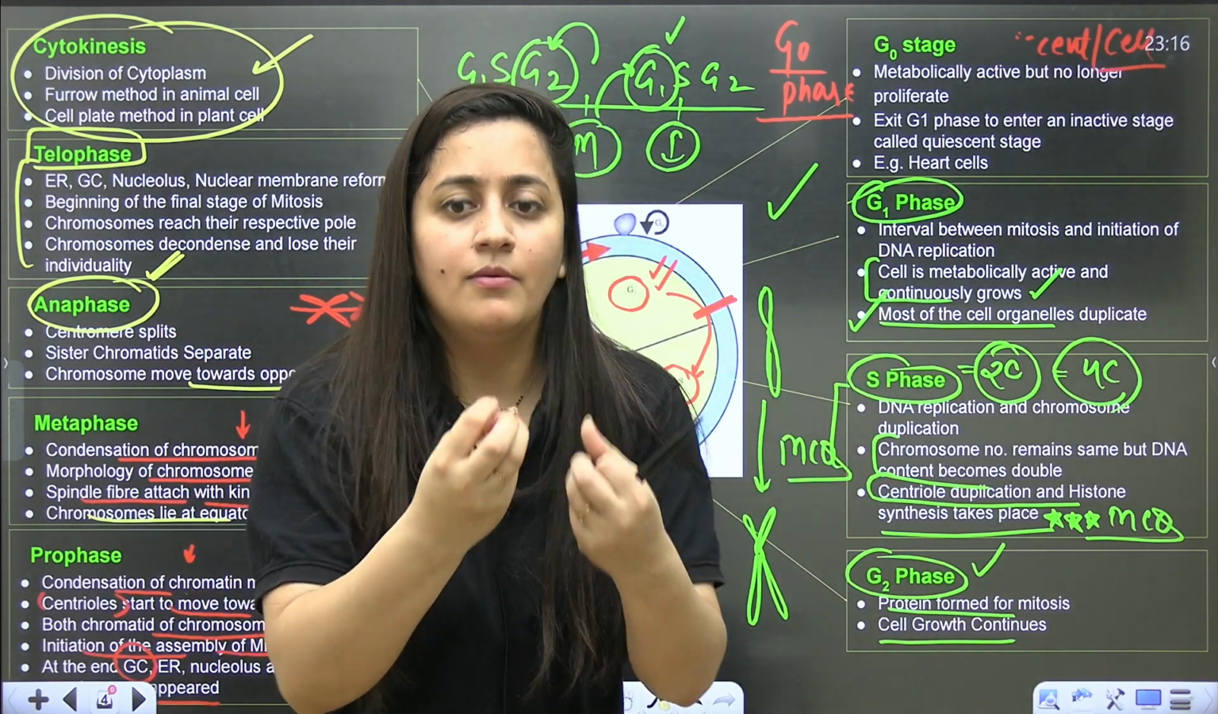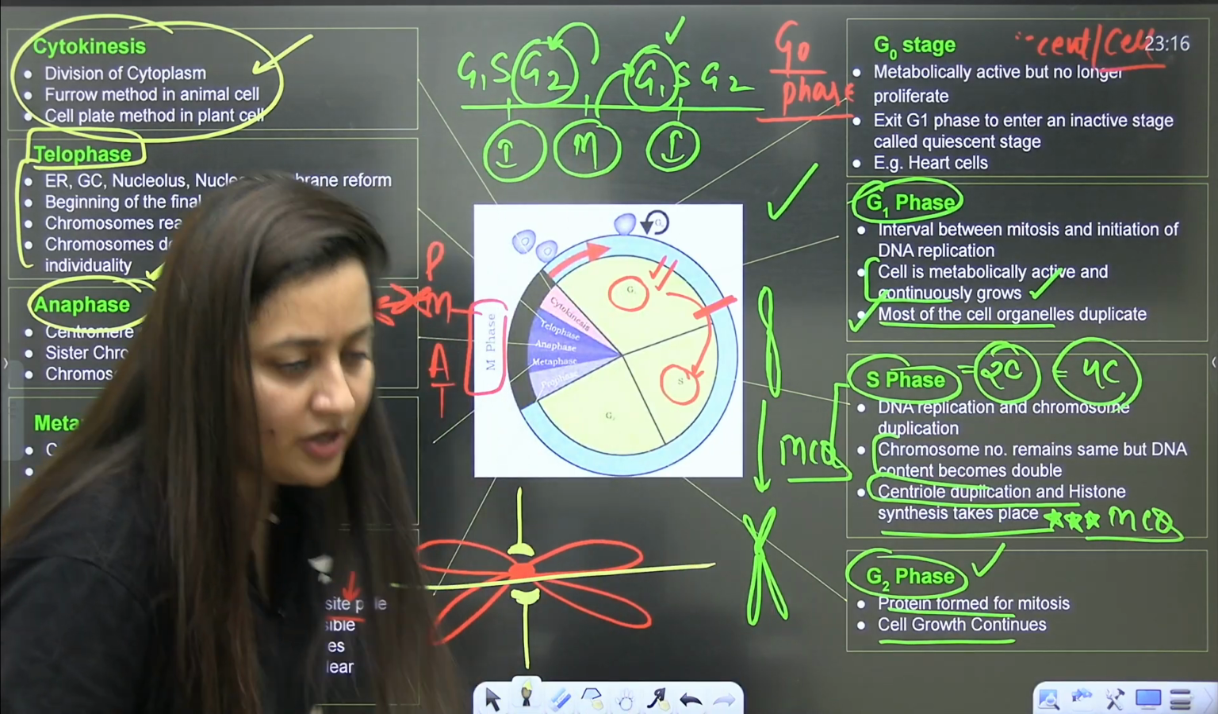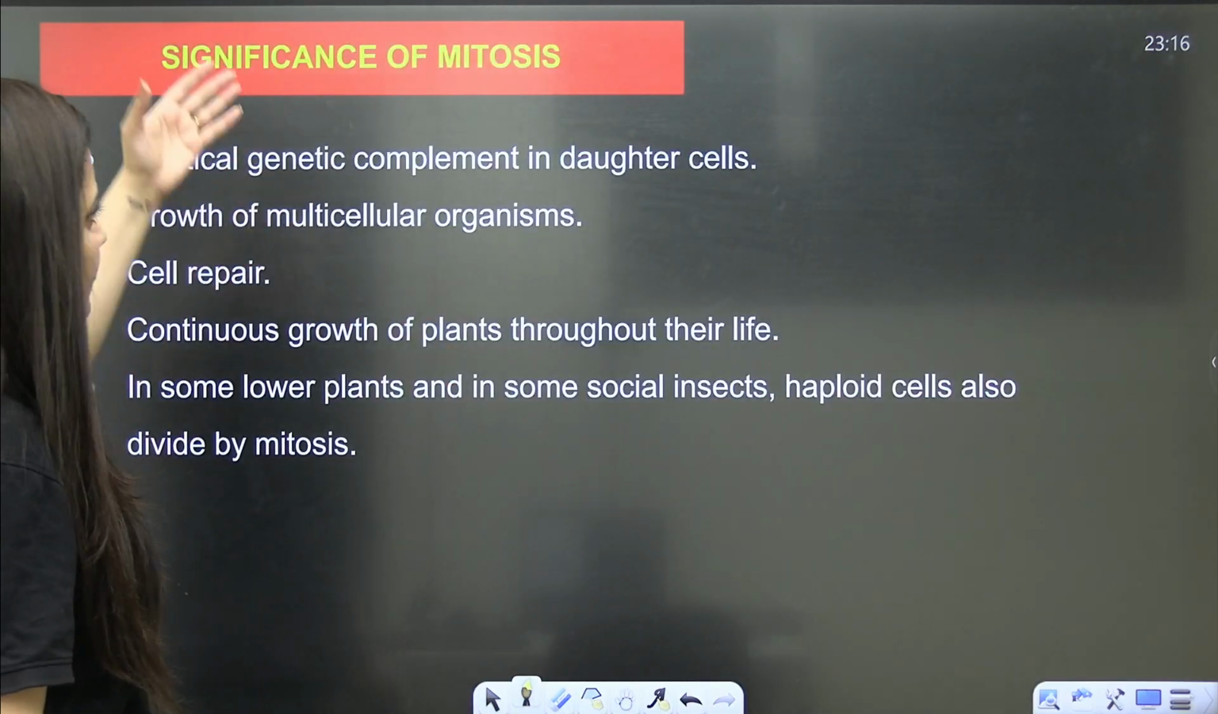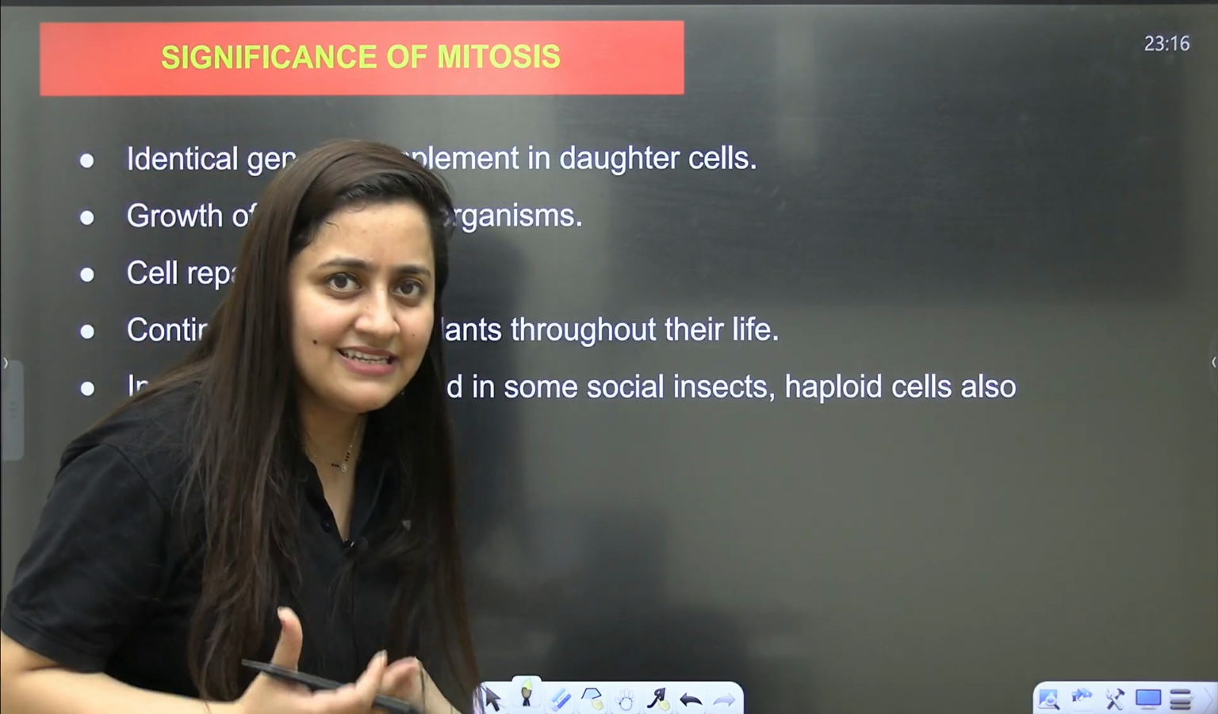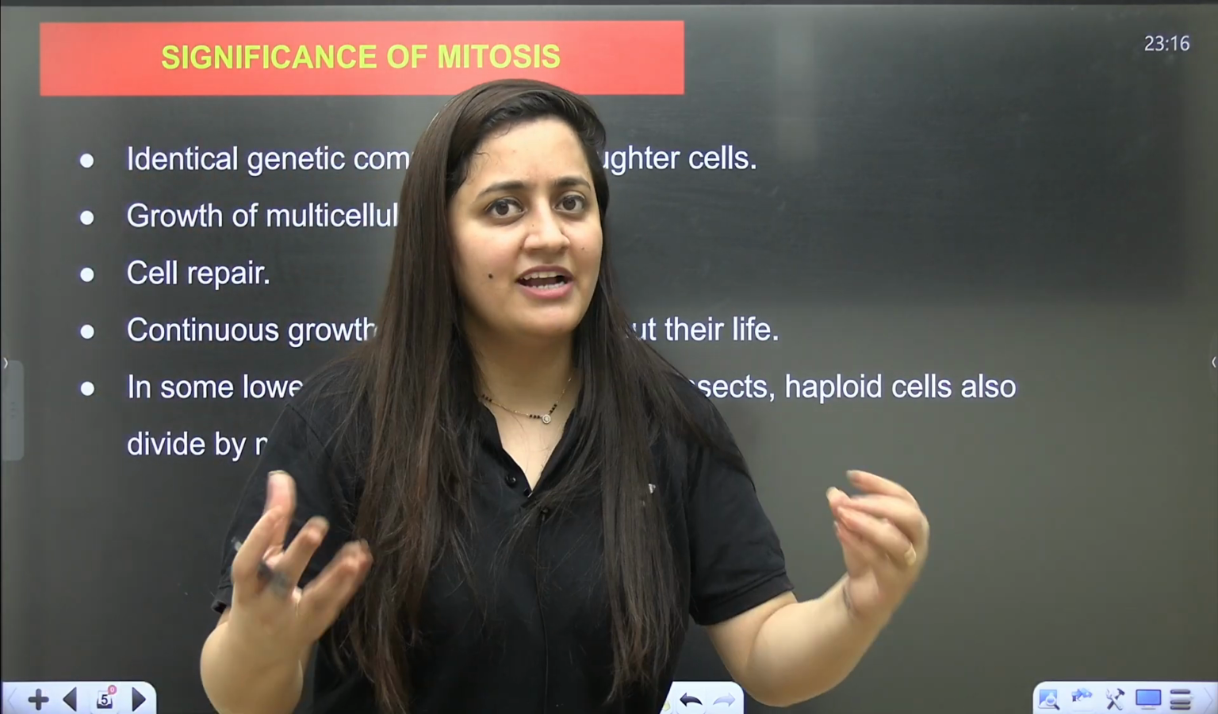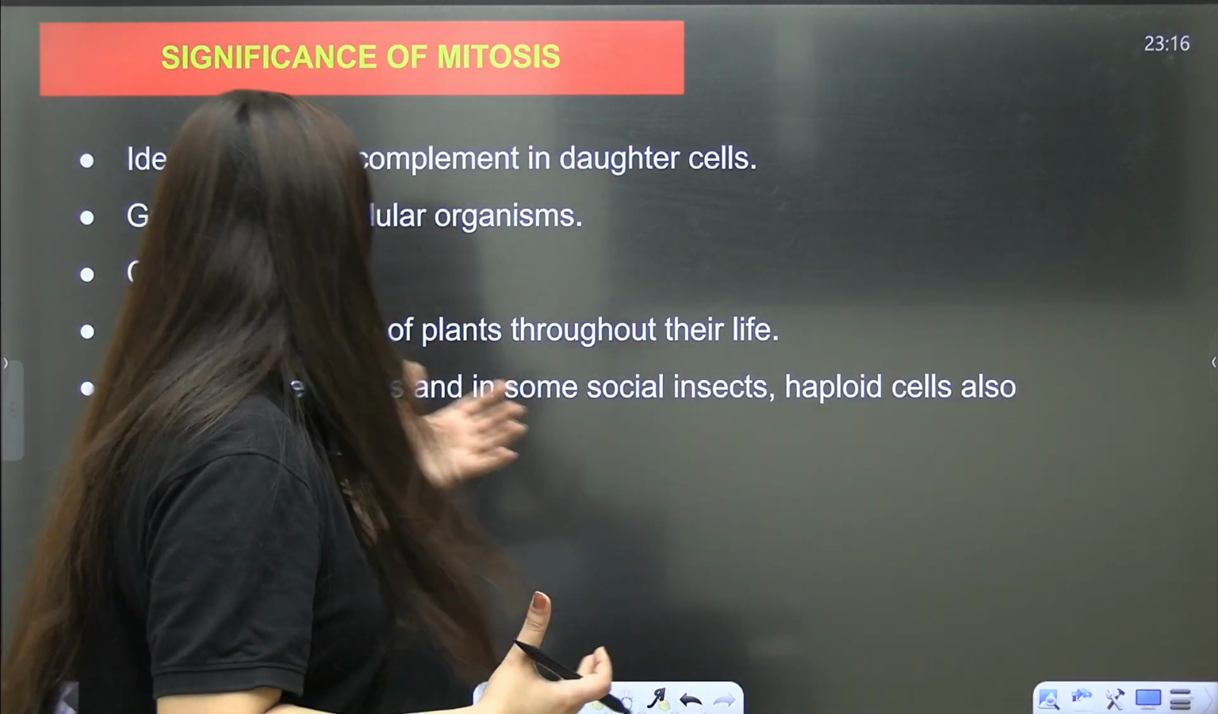So that will be formed by the Golgi apparatus. That's what you need to keep in your mind. Now let's move to the next part, significance. You know that to increase the cell number, for healing as well, mitosis is required. For proliferation, mitosis is required.